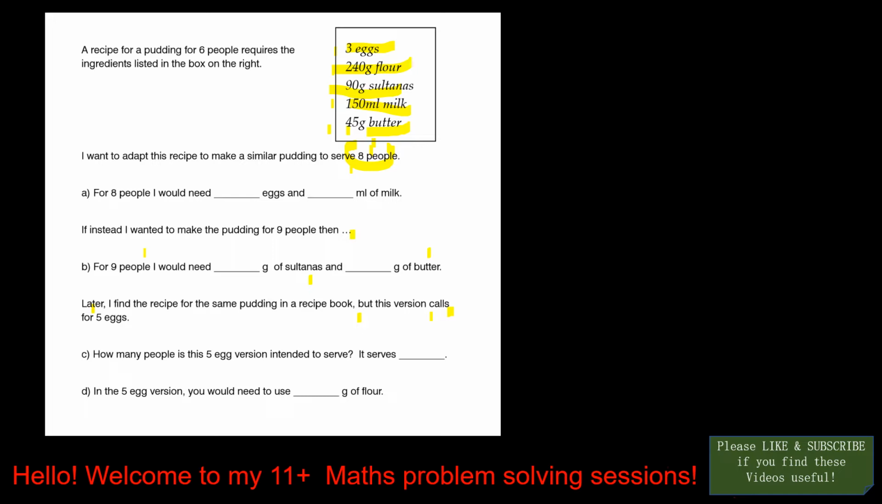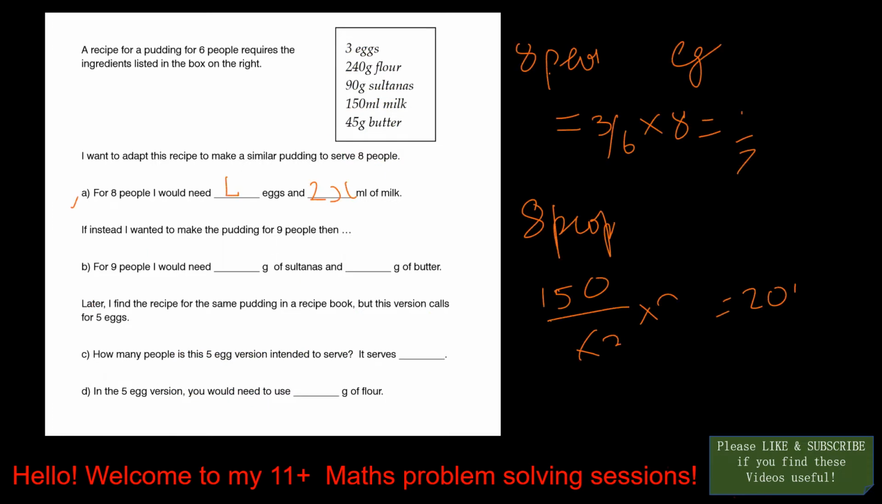Now mind you, part C is making some assumptions, that the rest of the ingredients are the same and they're needed in the same quantities as you would if you were to serve 6 people. They don't say anything about that, so the rest are the same. We will use that assumption to solve this question, otherwise it would get very difficult. And then it says in the 5 egg version you would need to use so many grams of flour.